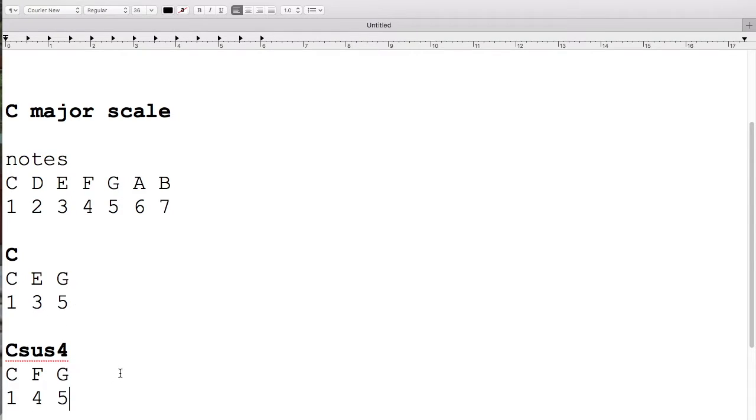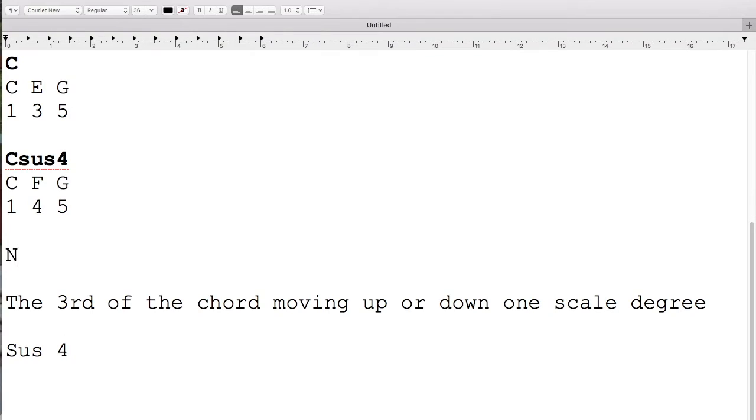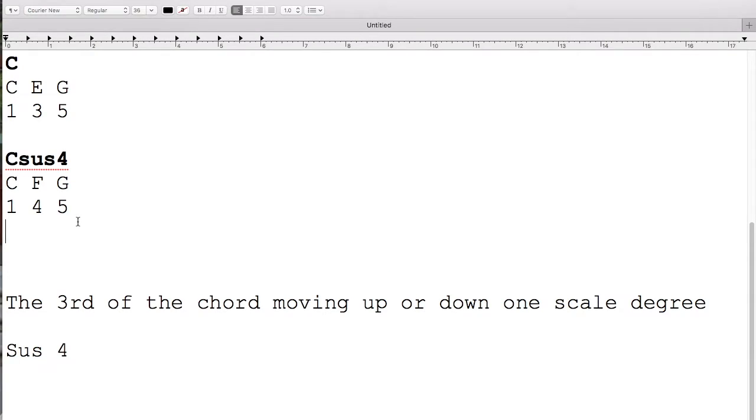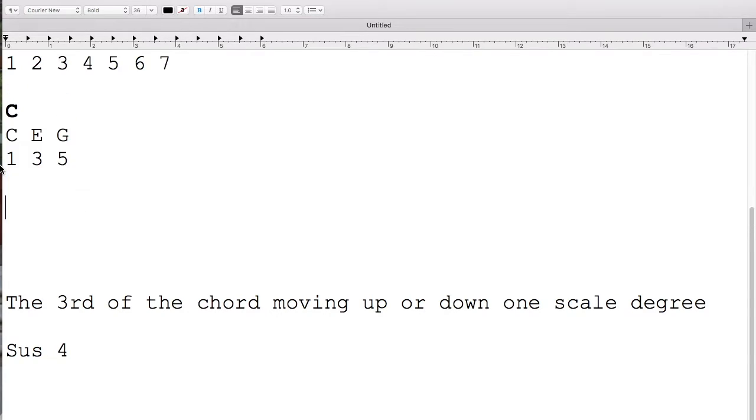Not to be confused with a 1, 4, 5 chord progression, right? That's something else. That's a chord progression, right? We're just talking about notes from a scale. So there's a sus4. Now, let's say we want to make a sus2, right?